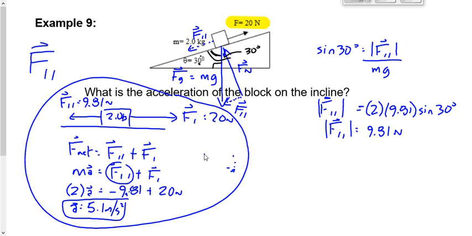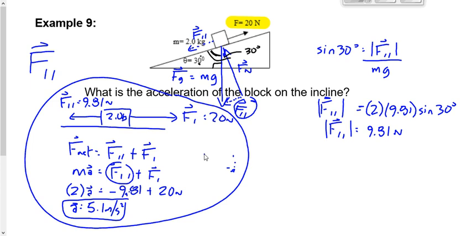That make sense? So make sure when you draw this diagram to get F parallel, you draw it right. Fg has to point straight down. Fn has to point at 90 degrees to the surface, and make sure it's not too long. The sum of those forces, the combined force, F parallel, has to be drawn parallel to the surface.